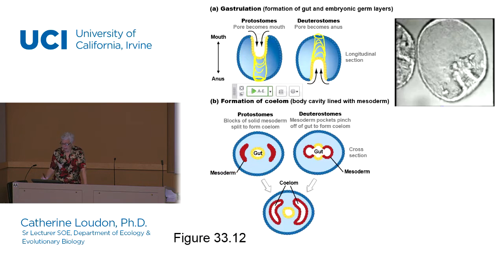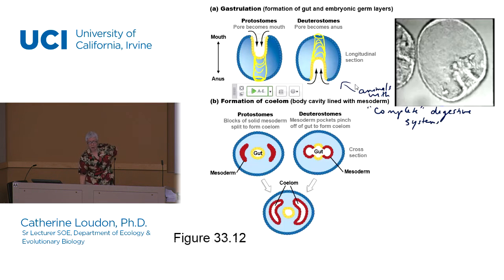One would end up with this basic pattern for animals with so-called complete digestive systems, meaning their digestive system has two openings. It goes mouth to anus. Now there are two primary groups of animals that form in this way.